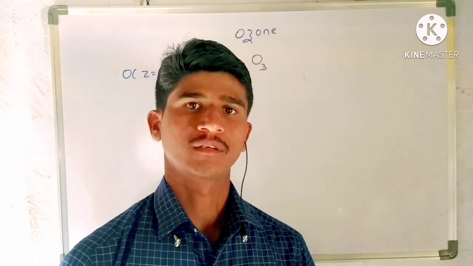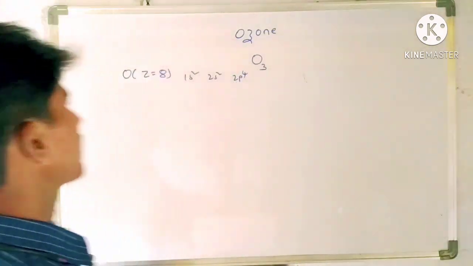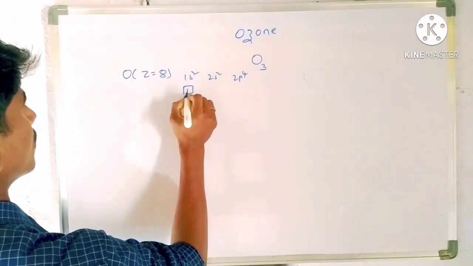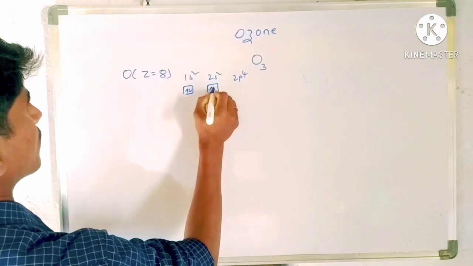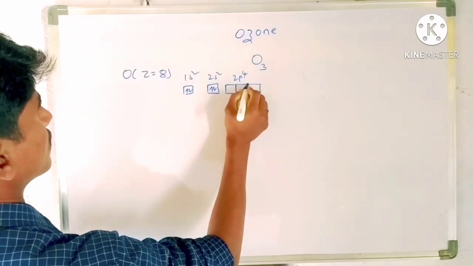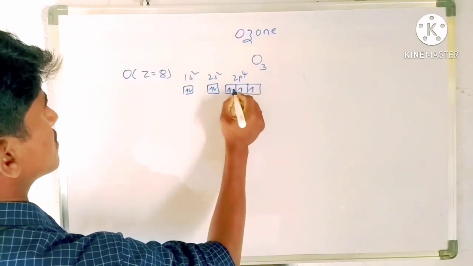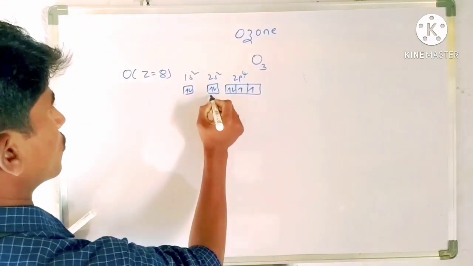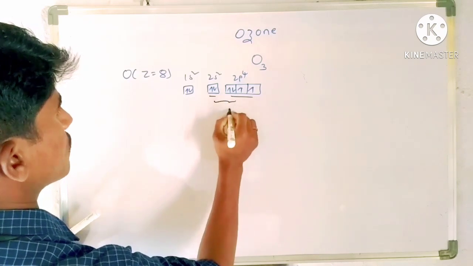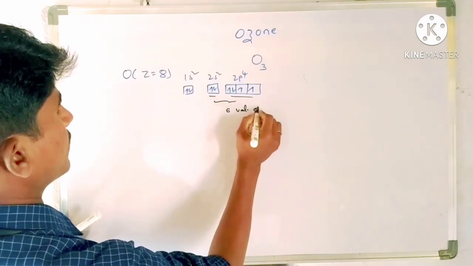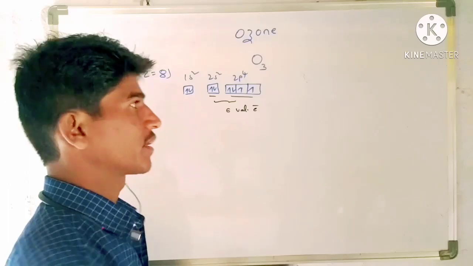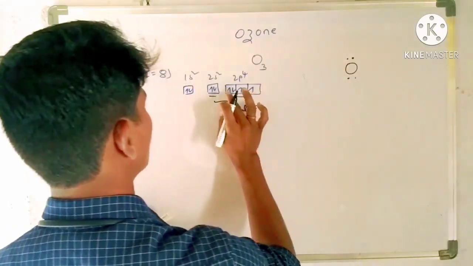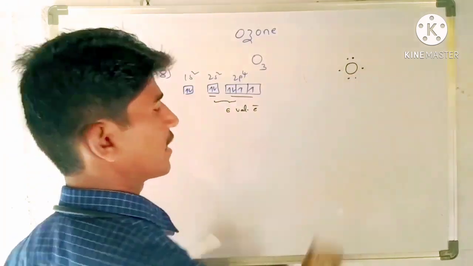Ozone is nothing but O3. O means oxygen. When you write the electronic configuration of oxygen, that is 1s2, 2s2, 2p4. So here you can consider the number of valence electrons in the case of oxygen. Oxygen has 6 valence electrons, 2 as well as 4, total 6. The Lewis dot structure for oxygen has 2 paired electrons and 2 unpaired electrons.